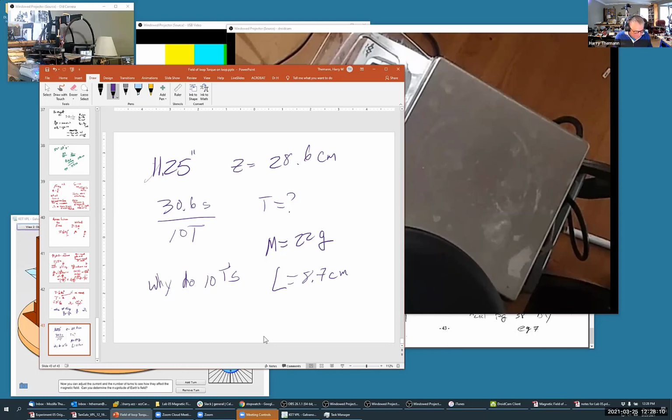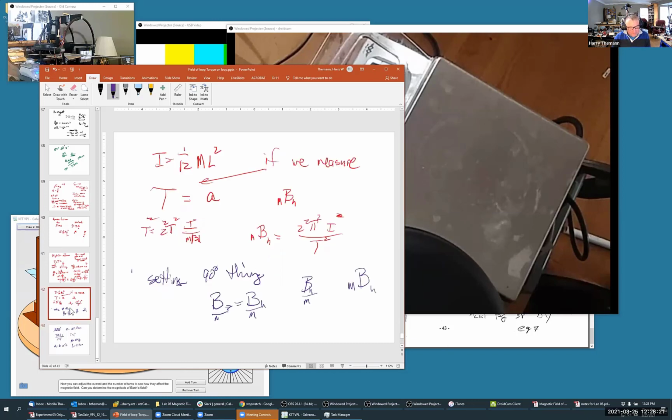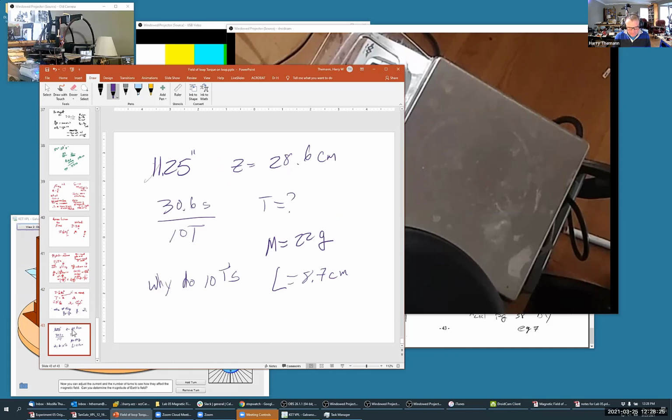Okay, so you can determine now, with everything I've given you, the background, the notes that are in there for relating these quantities here, B over AM and MBH. So calculate the Earth's magnetic field from that. And it'll be here at my house.